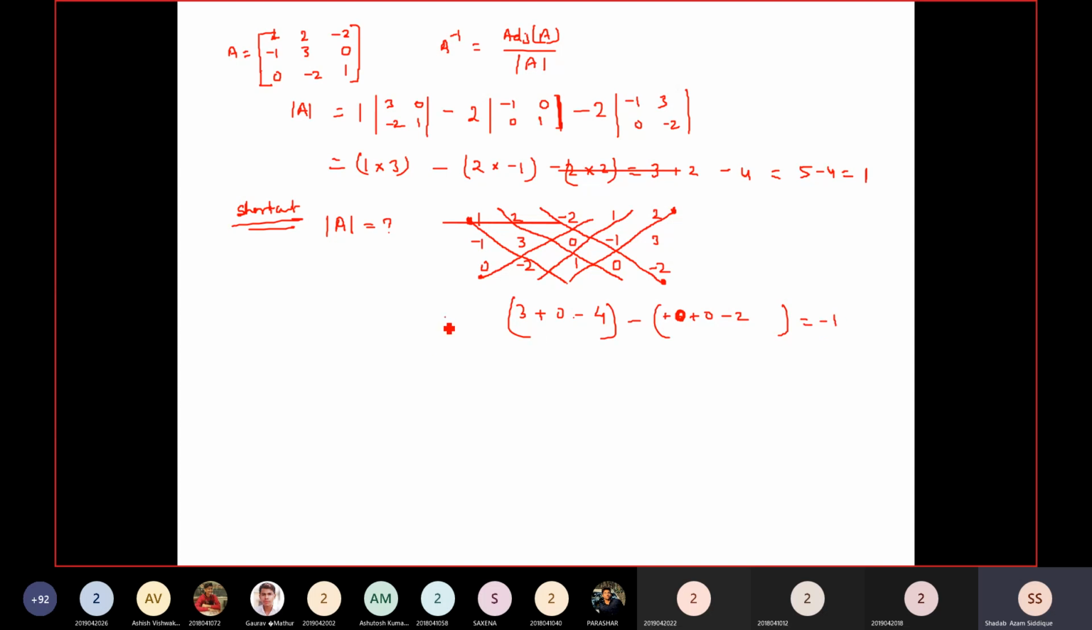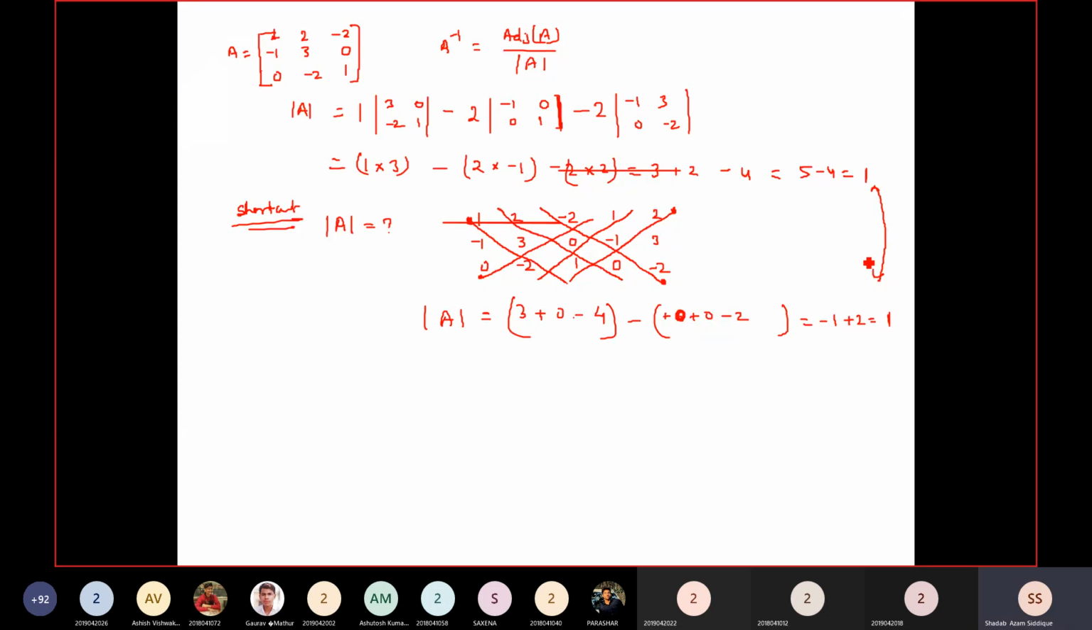This is the determinant of A from the shortcut method. So -1 minus of minus will be +2. So what will happen? 2 minus 1 is equal to 1. What is given here is the same as this one, so both determinants are the same.